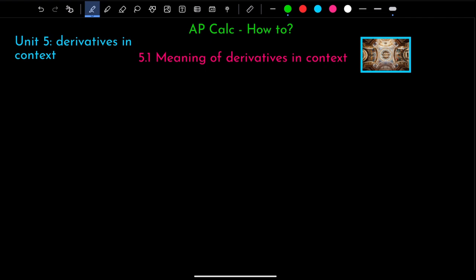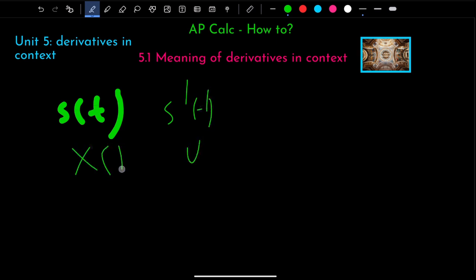So let's say you have a position function, s of t, and this gives an object's location in meters after t seconds. Then the derivative, s prime of t, tells you the object's velocity in meters per second. So this is velocity and position, x of t, v of t.